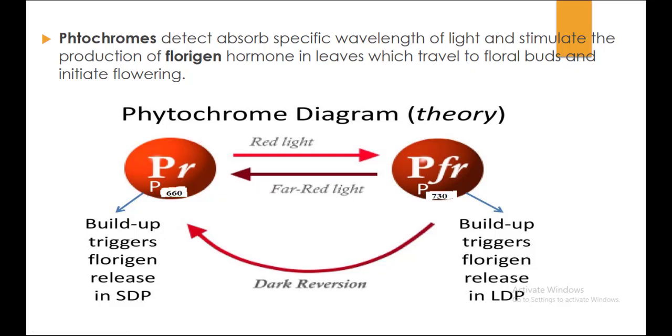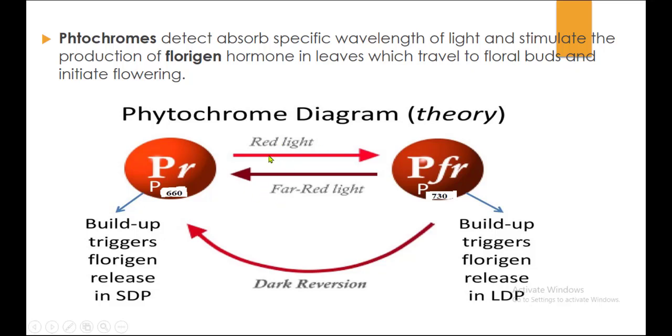But see what happens during daytime. Red light and far red light are both present in visible light, so the cycle continues. They keep converting into each other. But the actual thing which is necessary is night time, dark. In dark, what happens? In the night, red light is not available.